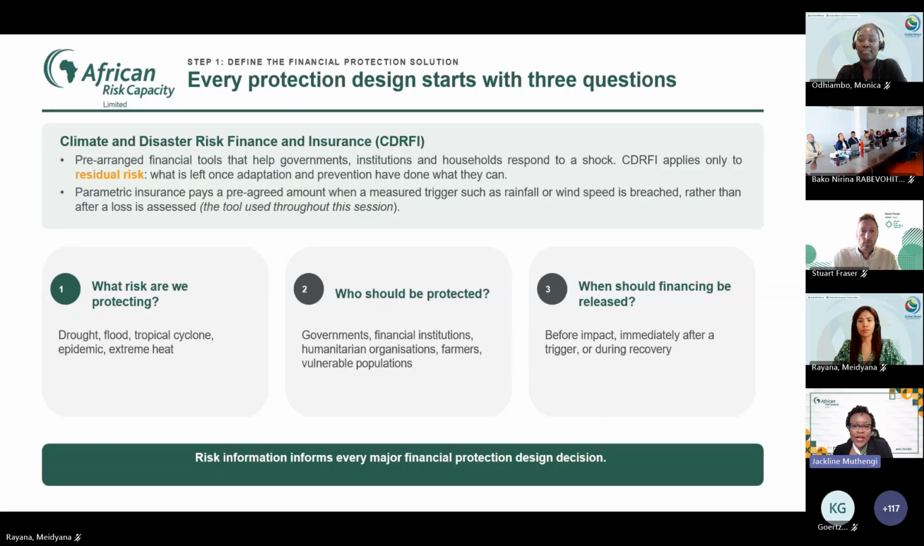Lastly, you need to answer when should financing be released. Is it immediately after the disaster, or is it during recovery, as that would influence the type of solution you're designing and how the solution will be designed. So that's the first step. Let's move on to the next.